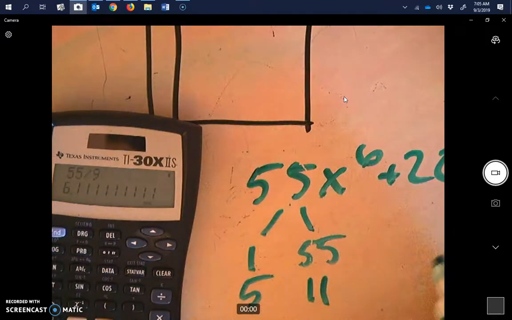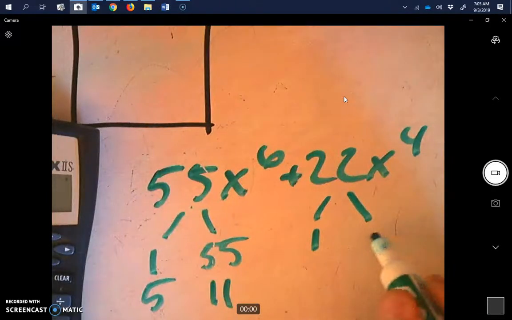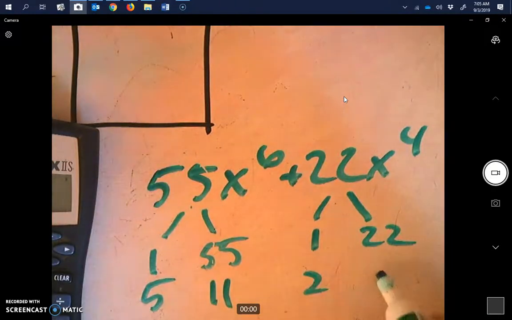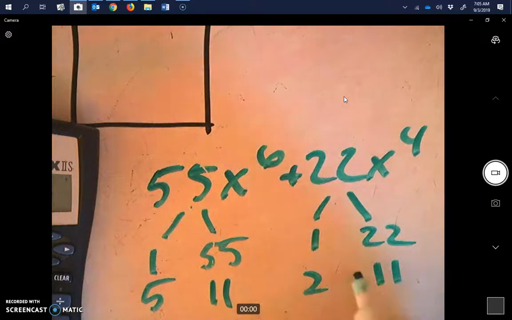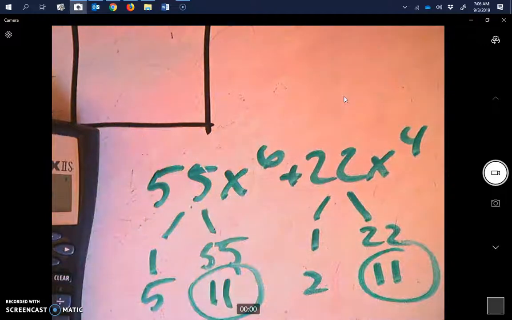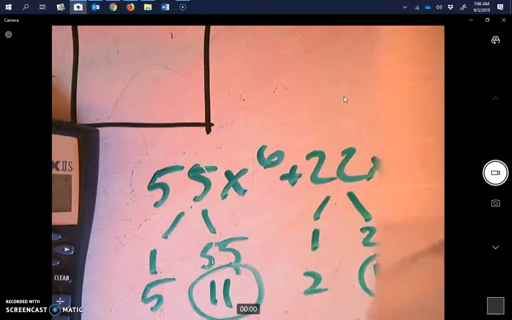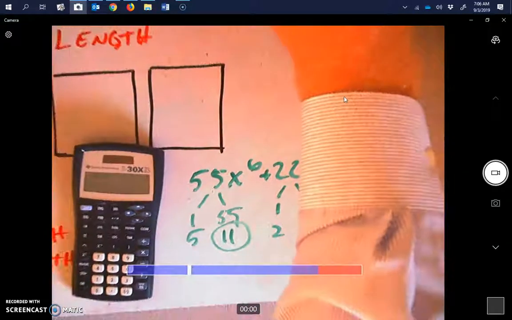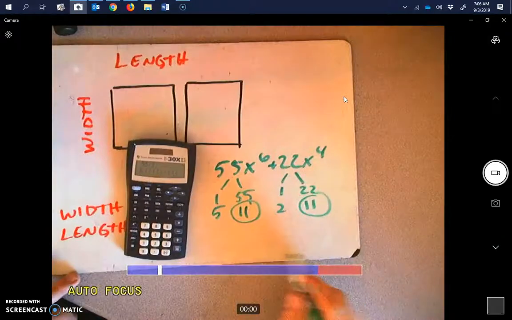Let's do 22. We have 1, 22, 2 times 11. Those are common. 3 does not, 4 does not, 5 does not, 6 does not, 7 does not, 8 does not, 9 and 10 do not. So our largest common factor is 11. All right. So that's the number.